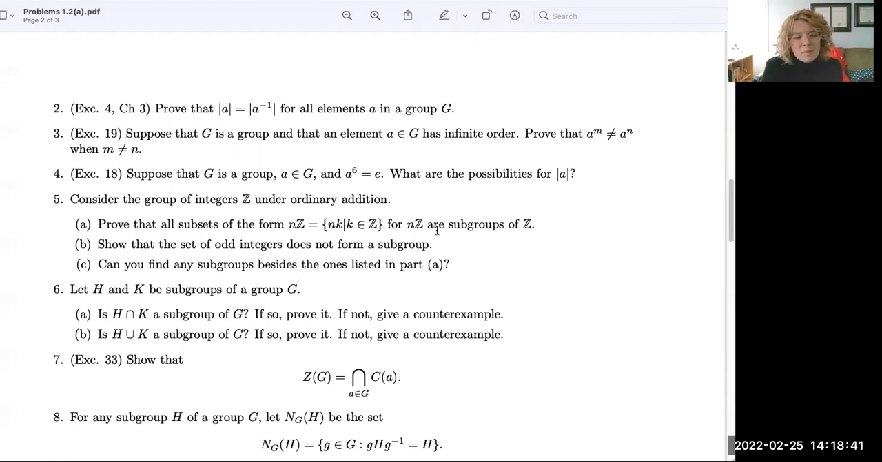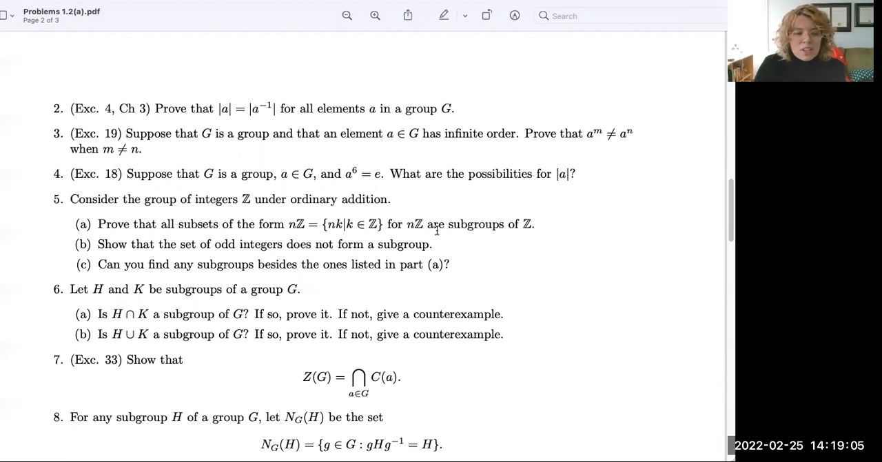And then part C is kind of a speculative question. Hopefully your answer is no. The proof of this is a little bit difficult, but you should probably be able to approach that proof by now. Maybe not when you first got this question, but by this point in the course, you should be able to.